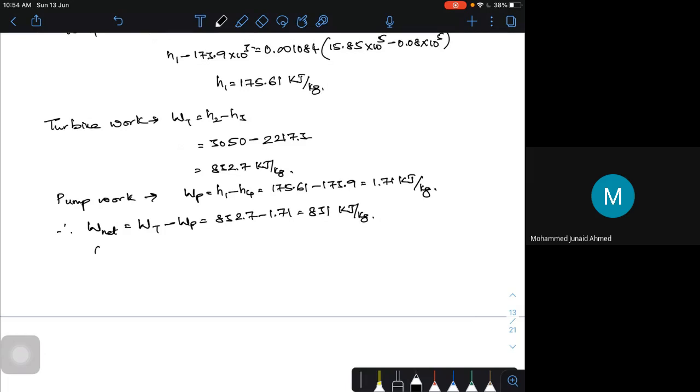Heat supplied is equal to H2 minus H1. So H2 is actually 3050, H1 is 175.61. I am getting around 2874.39 kilojoules.